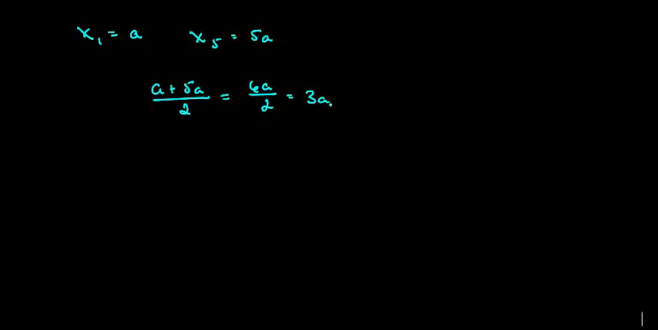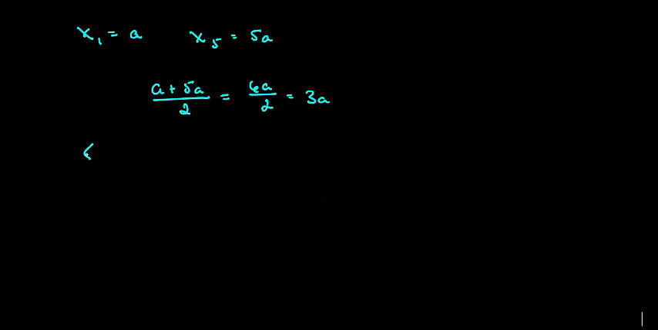So we need to find the midpoint between two real numbers. The first one is a, so whatever a happens to be. And then the second one is equal to 5 times a. So to find the midpoint, we take these two, add them together, and divide by 2, not 3. So that's going to give me 6a over 2, which is 3a.